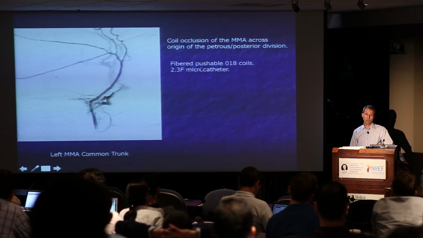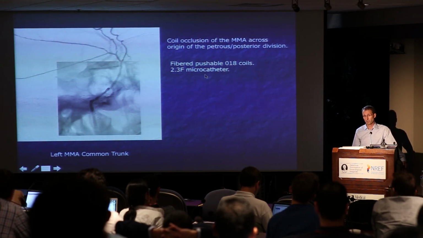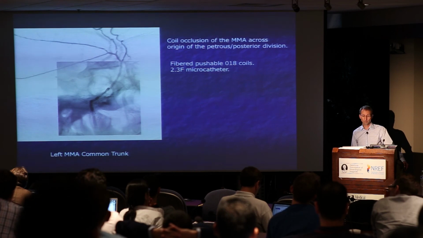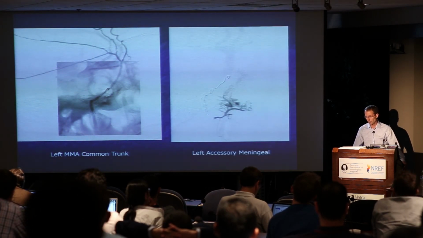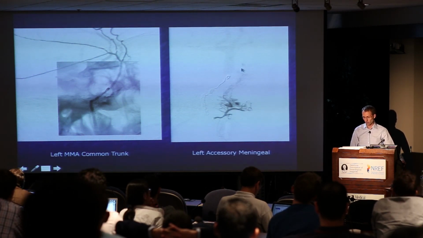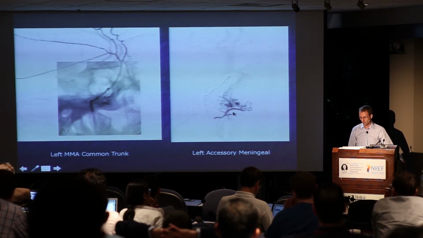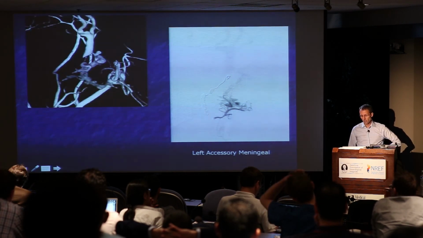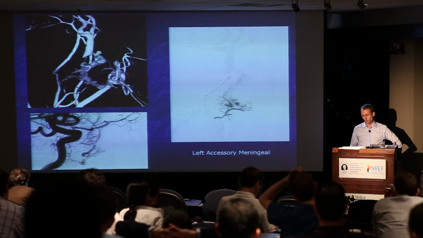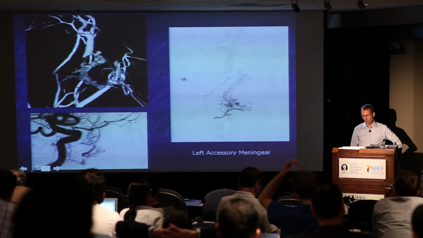So that's actually what we did. We just simply put in a 2.3 French microcatheter. I use a Prowler Plus, but there are various ones that you can use. I use it because you don't need to be super elegant for this. You can use inexpensive, fibered, pushable 18 coils. And so we simply coiled off the MMA at that point. And then we went back to the accessory meningeal. Now you can see our coil mass. You can see how close we are actually to the MMA. And we're going to use Onyx from here. Again, before we start with the Onyx, we obviously know where we want to be.